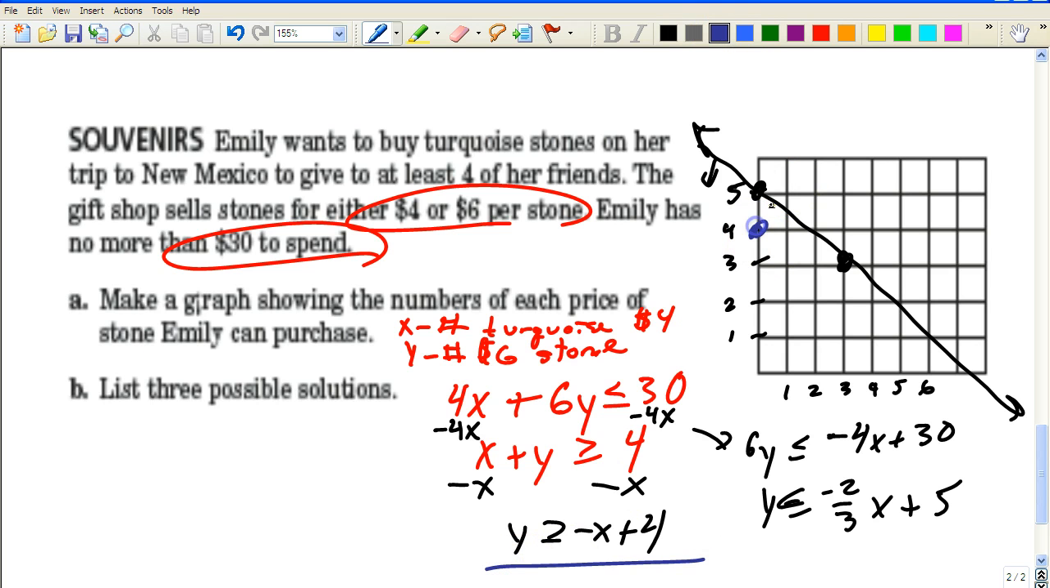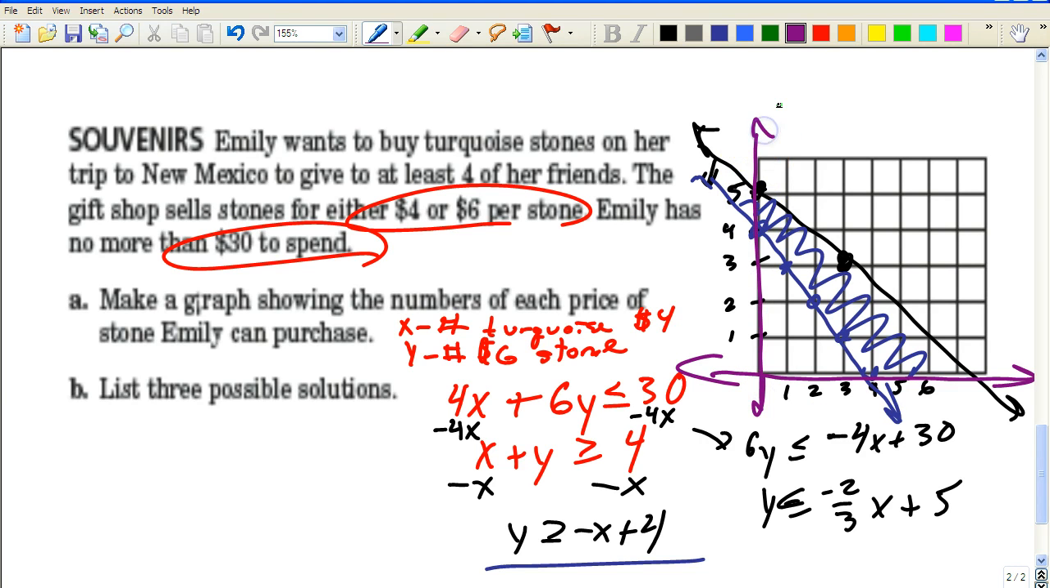This next guy, we're going to go up to 4, and we're going to go down 1, right 1, down 1, right 1, down 1, right 1, down 1, right 1. And we're going to shade above that, so we want all of our stones to be in here. There are 2 more things we should consider, because we can't spend less than $0, and we can't buy less than 0 stones. We also should probably label our axes. X was the number of $4 stones, and y was the number of $6 stones.